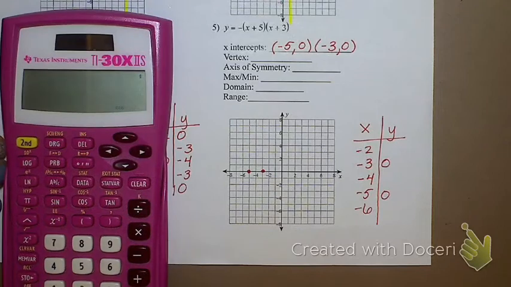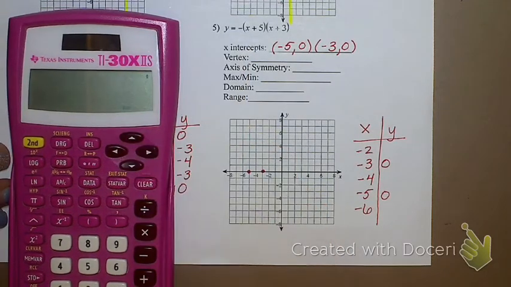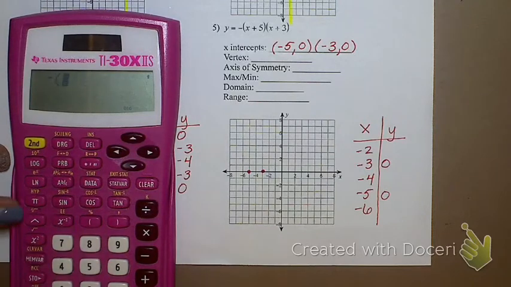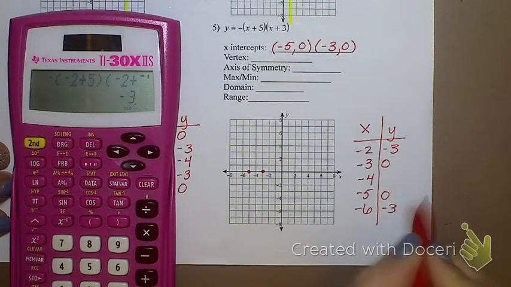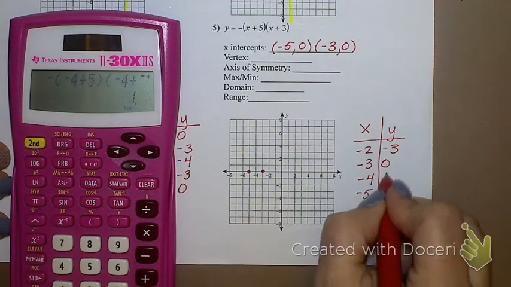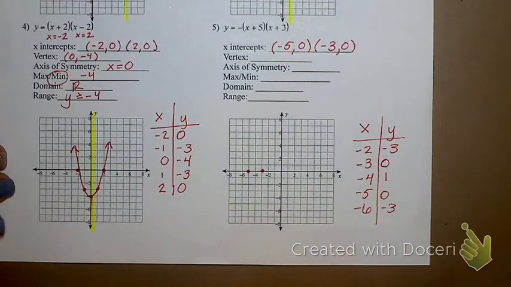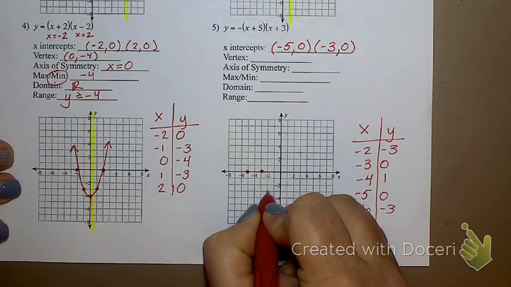Plug it in. Now notice there's a negative sign out front. So I have a negative parentheses -2 + 5, parentheses -2 + 3. And I get -3. Now I'm going to go change those -2s to -4s. And I get 1. -2, -3.